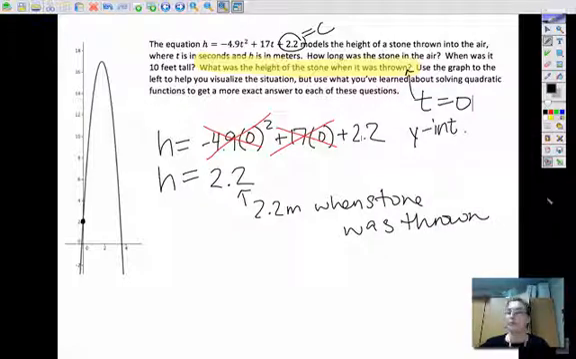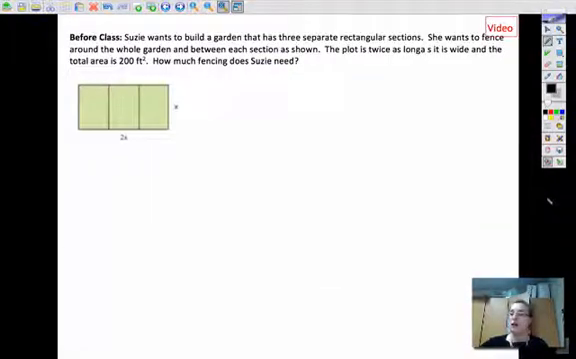Okay? So before you come to class, you've got one of the area problems. I want you to set up a quadratic equation, and then I want you to solve that quadratic equation. Then I want you to answer the question, how much fencing does Susie need? Okay? So make sure you pay attention to that last question there, because that's going to be the important part. The whole reason we're doing this is to solve for that question. Okay? So our equation is going to help us figure out how much fencing she needs.